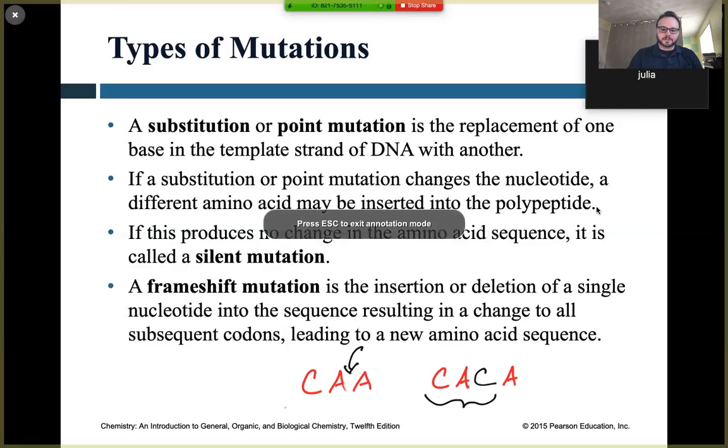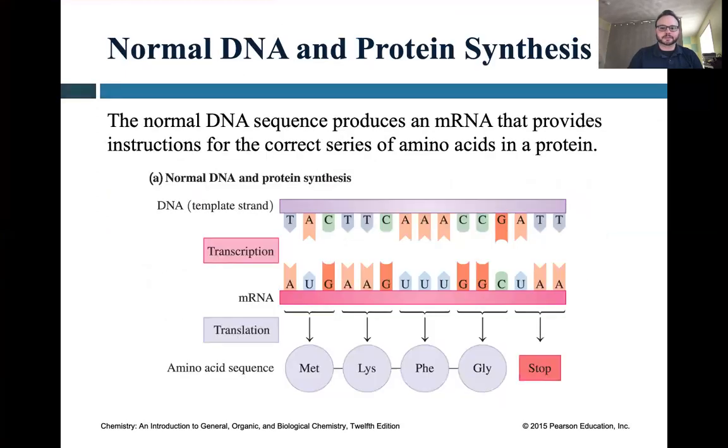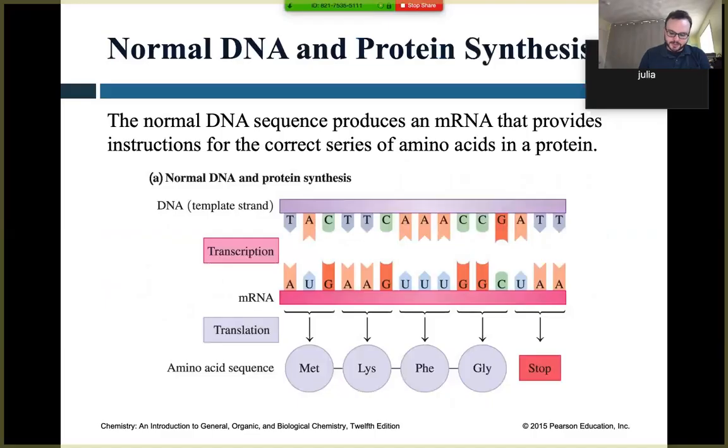So why don't we see a couple of pictures of what that looks like if we're looking at it like actual examples, right? So if we look here, they know there's a lot going on, so why don't we just take a look first before we make any mutations, right? So we have our DNA template on the top. mRNA is going to be transcribed from that template, and then what you can do is translate that into an amino acid sequence. So methionine, lysine, phenylalanine, glycine, and then you have your stop codon.